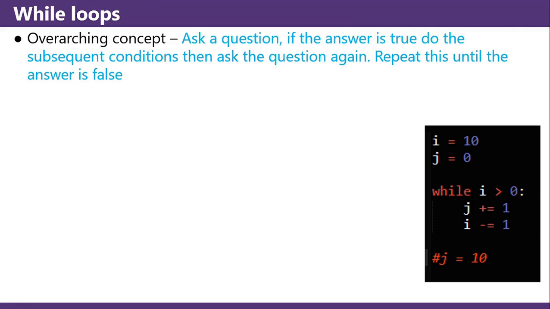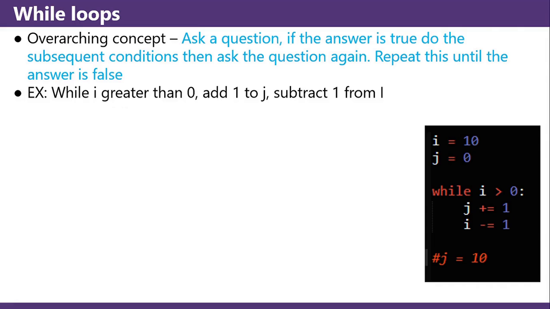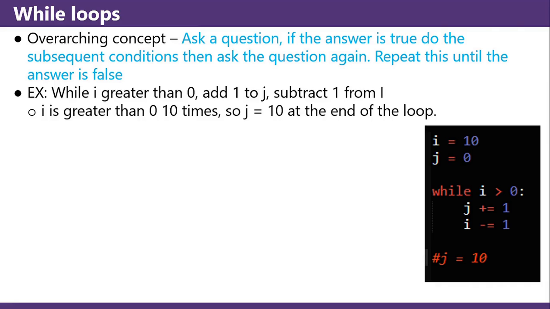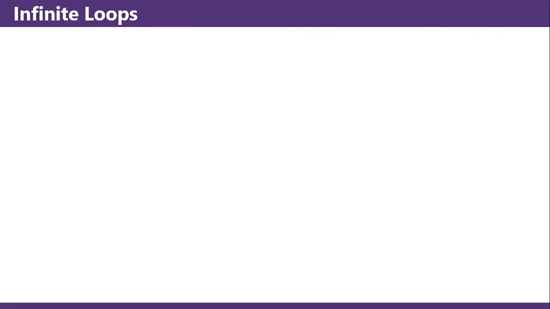While loops. Overarching concept. Ask a question. If the answer is true, do the subsequent conditions, then ask the question again. Repeat this until the answer is false. Example, while i is greater than 0, add 1 to j, subtract 1 from i. i is greater than 0 10 times, so j equals 10 at the end of the loop.